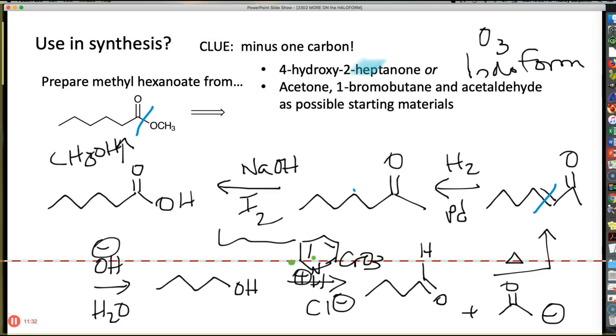So it all hinges on the iodoform, but as you can see, if you work backwards from the target, it becomes a lot more straightforward. Okay, so that's more than you ever wanted to know about the haloform reaction and its potential application in synthesis, but it's a great review. So we'll see you in class.